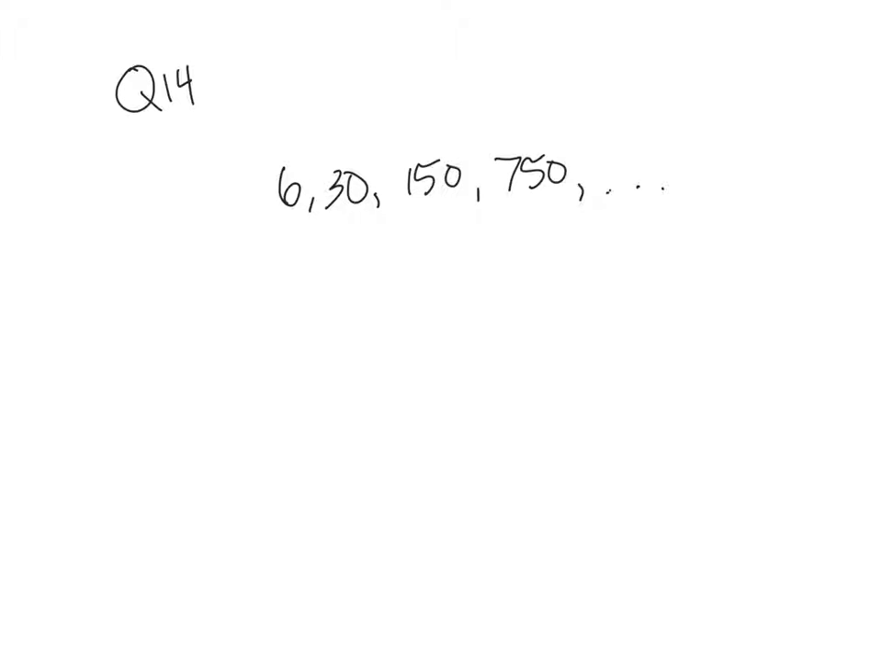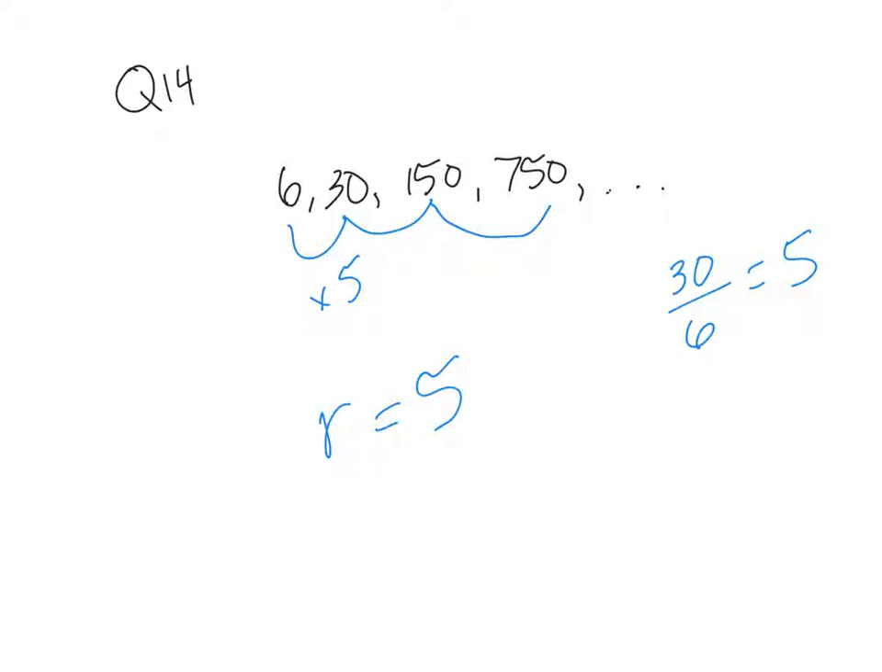Question 14. 6 times what number is 30? Well, that's times 5. 30 times 5 is 150. 150 times 5 is 750. So your common ratio is 5. If you're struggling to actually see what the common ratio is, you can always divide one of the numbers by the previous, and you'll get the common ratio. But double check to make sure that that is the same ratio for each piece.